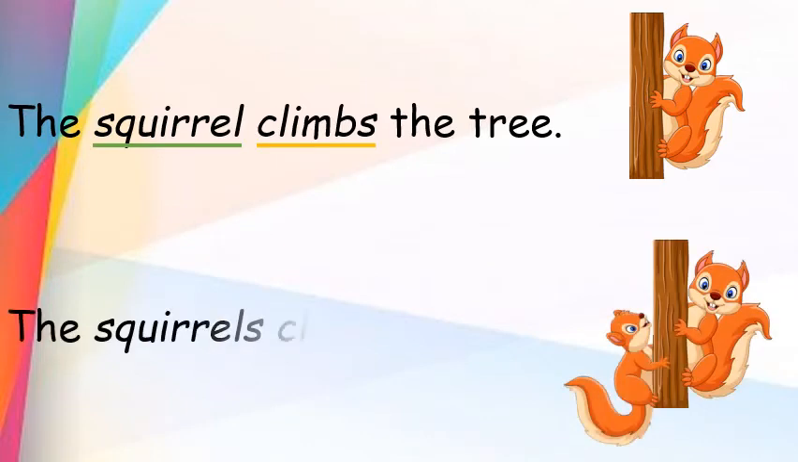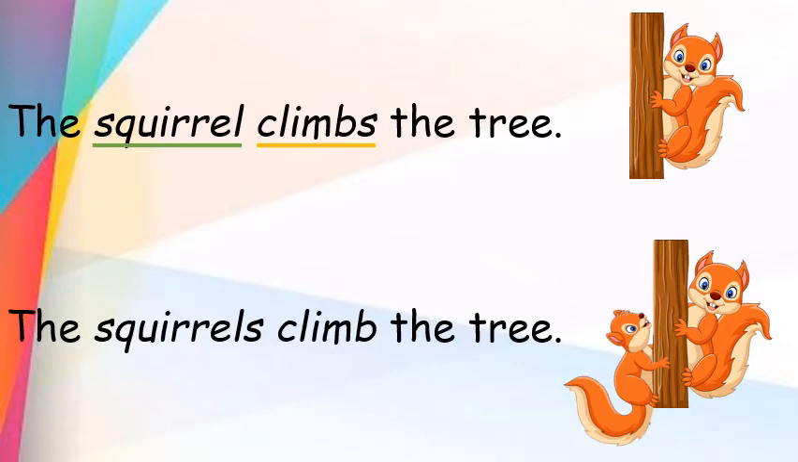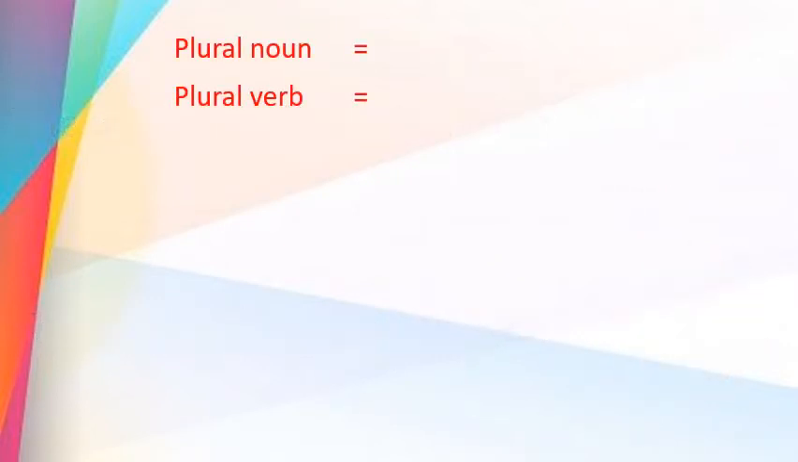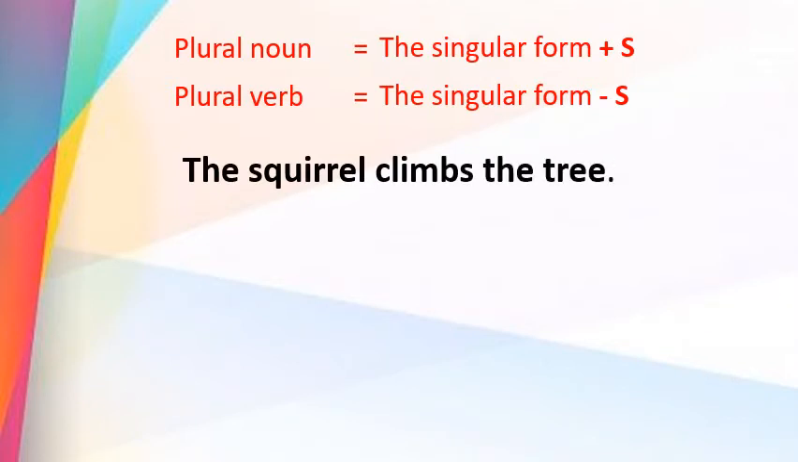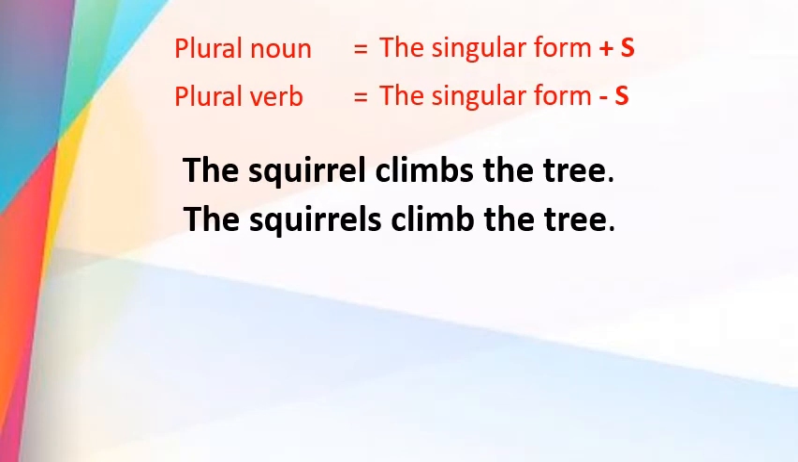The squirrels climb the tree. Here the noun squirrel changes to squirrels, but for the verb we remove the s from climbs and it changes to climb. Plural noun is when you add s to the singular form, but plural verb is when you remove s from the singular form. As we have seen in the previous example, the squirrel climbs the tree changes to the squirrels climb the tree. See here, the s is added to the subject and s is removed from the verb.